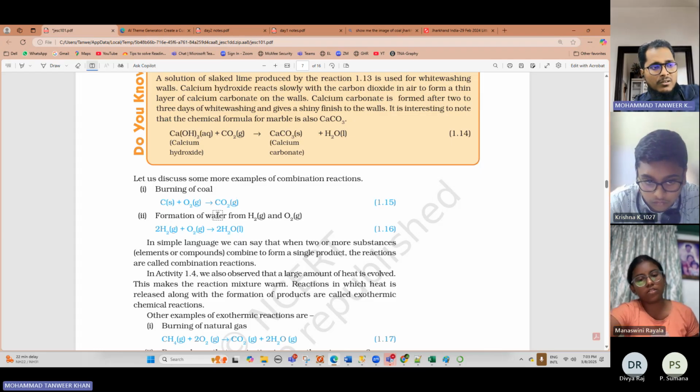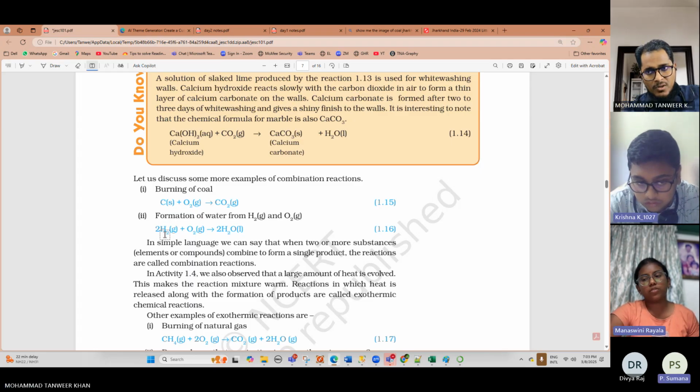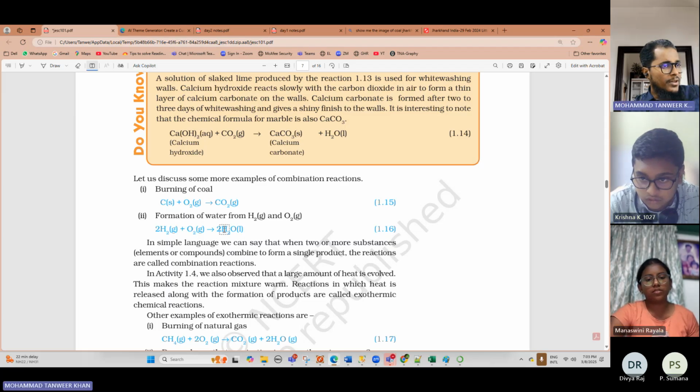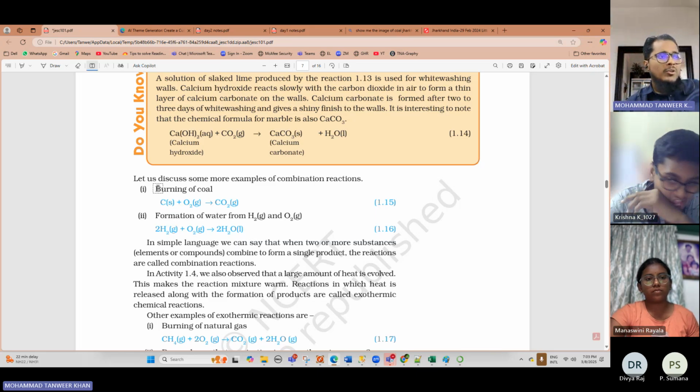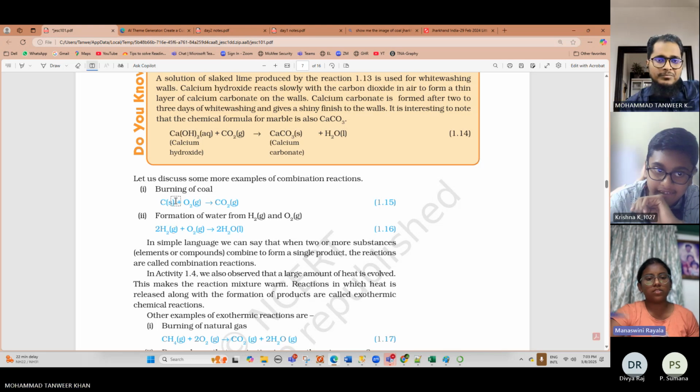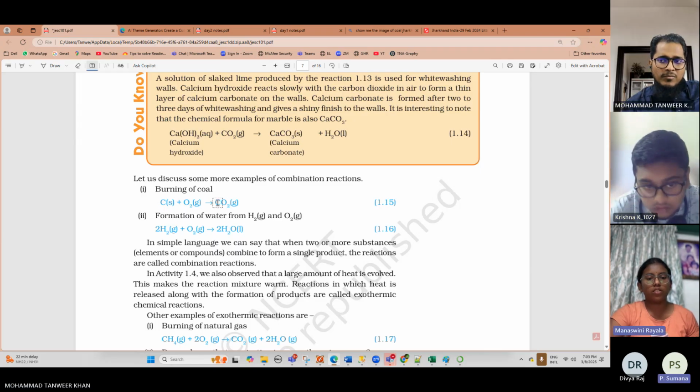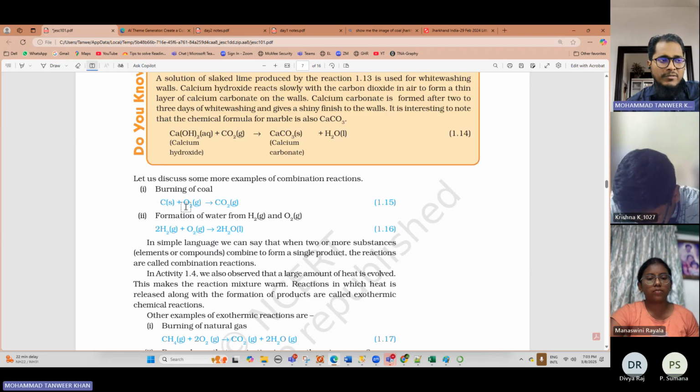Now, formation of water from H2 and O2. H2 means hydrogen, O2 means oxygen. What are you getting here? Water, H2O. Okay. Tell me, this burning of coal, is this a balanced chemical equation? Yes, sir. How many carbon do you have here? One. How many carbon here? One. How many oxygen here? Two.